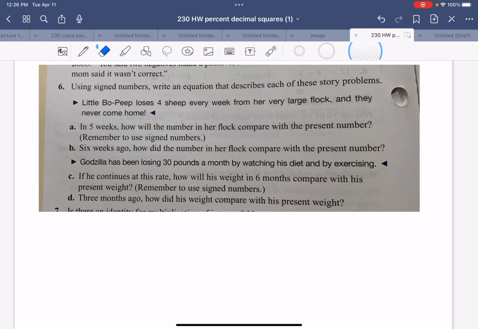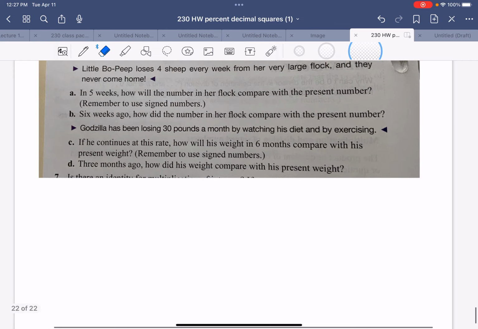This is the number 6 problem from the text. Using signed numbers, write an equation that describes each of these story problems. Little Bo Peep loses 4 sheep every week from her very large flock, and they never come home. And part A says, in 5 weeks, how will the number in her flock compare with the present number?